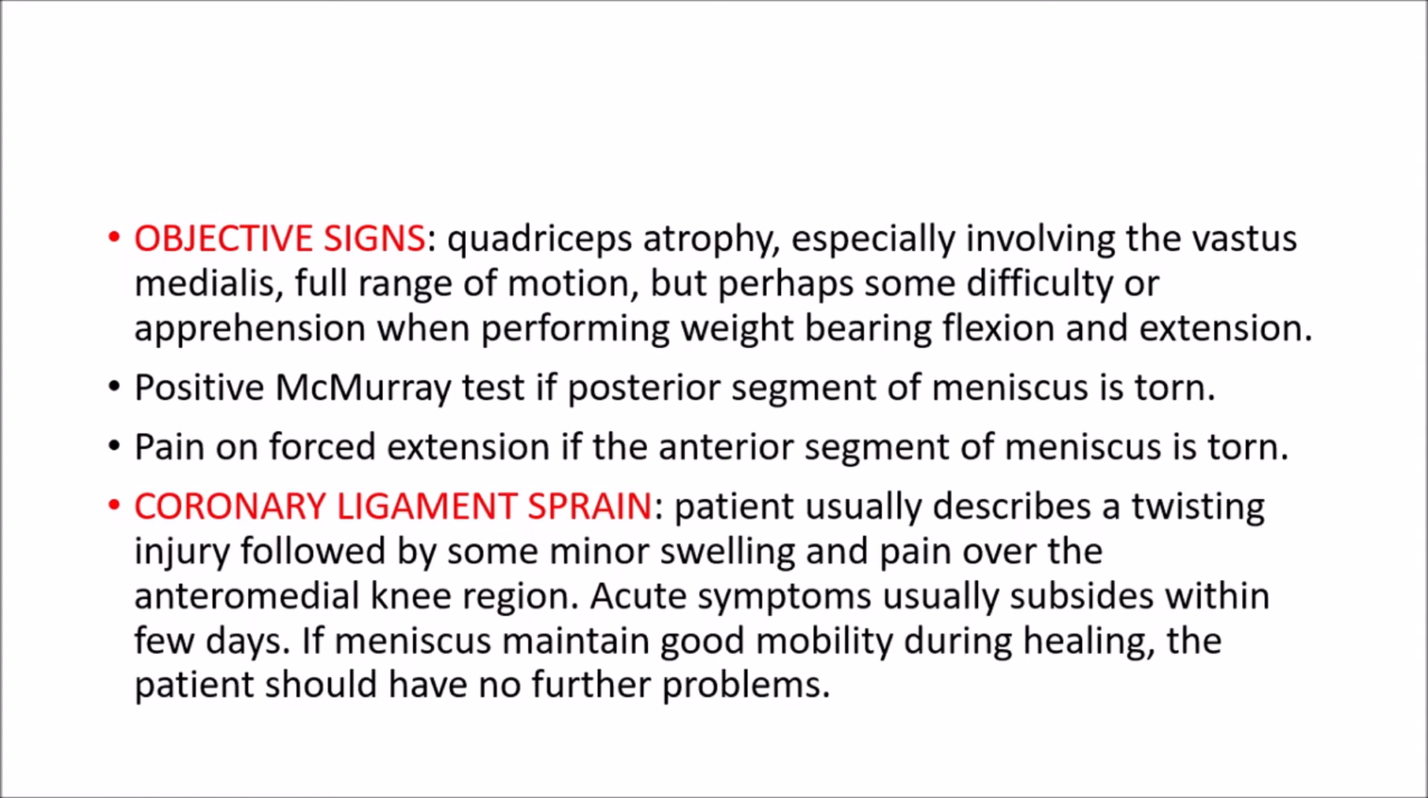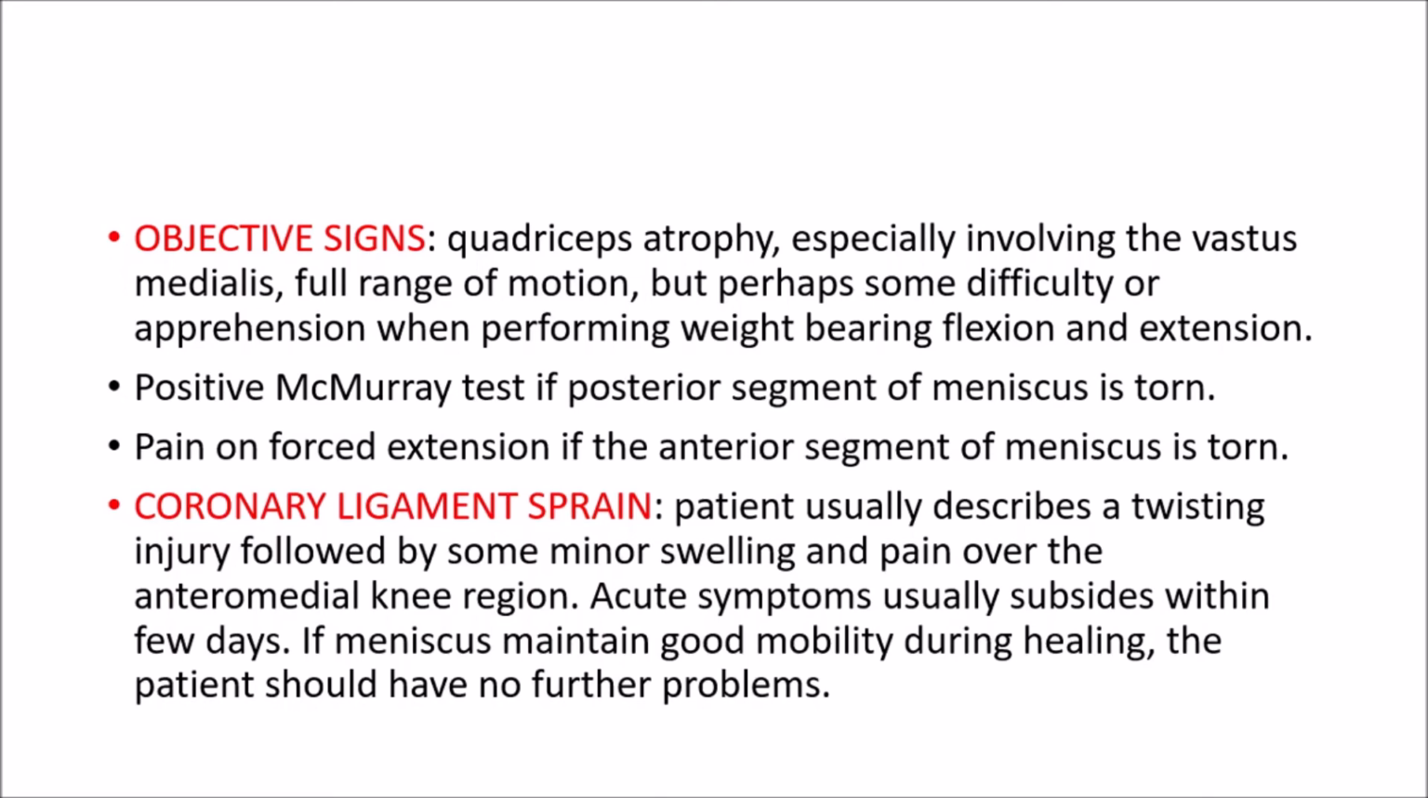Objective signs. Quadriceps atrophy, especially involving the vastus medialis, full range of motion but perhaps some difficulty or apprehension when performing weight bearing, flexion, and extension, and a positive McMurray test if the posterior segment of a meniscus is torn, and pain on forced extension if the anterior segment of a meniscus is torn.